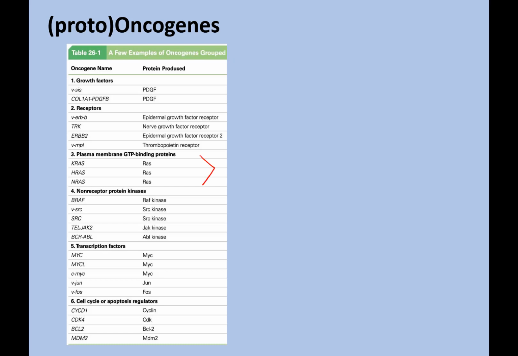This third class, RAS, is one of the most common mutations in cancer. You'll see RAS and P53, a tumor suppressor. What happens when these GTP binding proteins are mutated, like RAS, is they stay bound to GTP, which means GTP is not hydrolyzed to GDP.